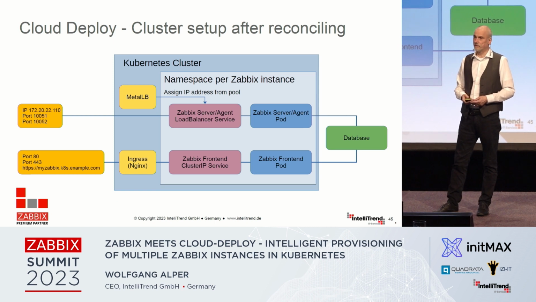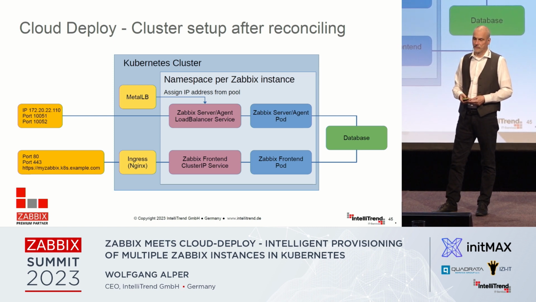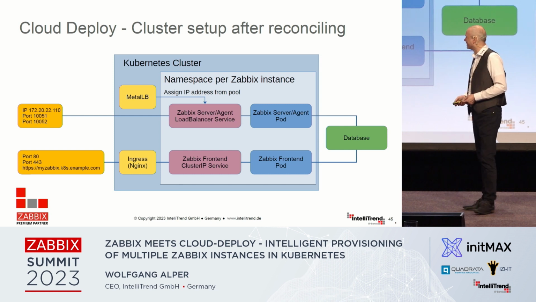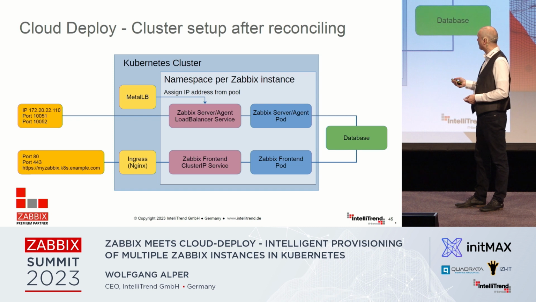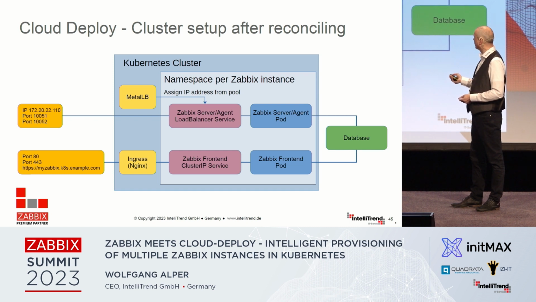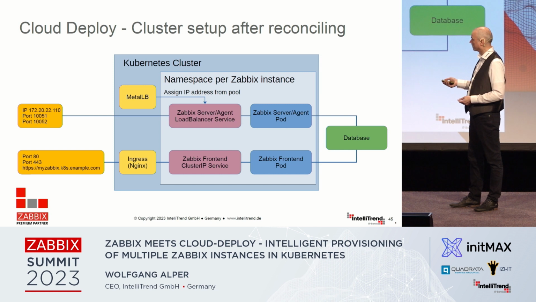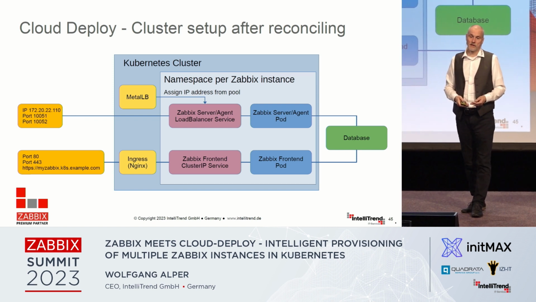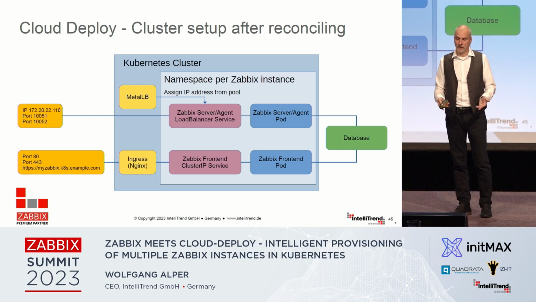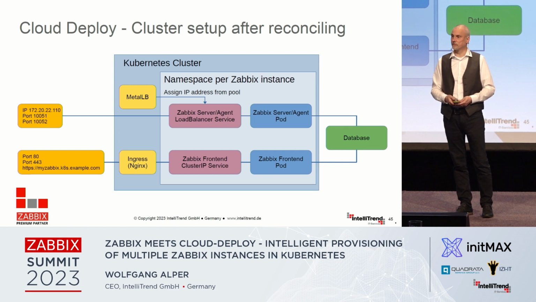And finally, if everything is deployed properly, if the dust has settled, so to say, then we should see that we have a new service definition here. We have our pods, Zabbix server with agent and the Zabbix front-end pod. MetalLB has assigned the IP address, which is available from the outside. The Nginx Ingress reverse proxy has assigned the URL slug. And so we can now access the entire Zabbix installation from outside.